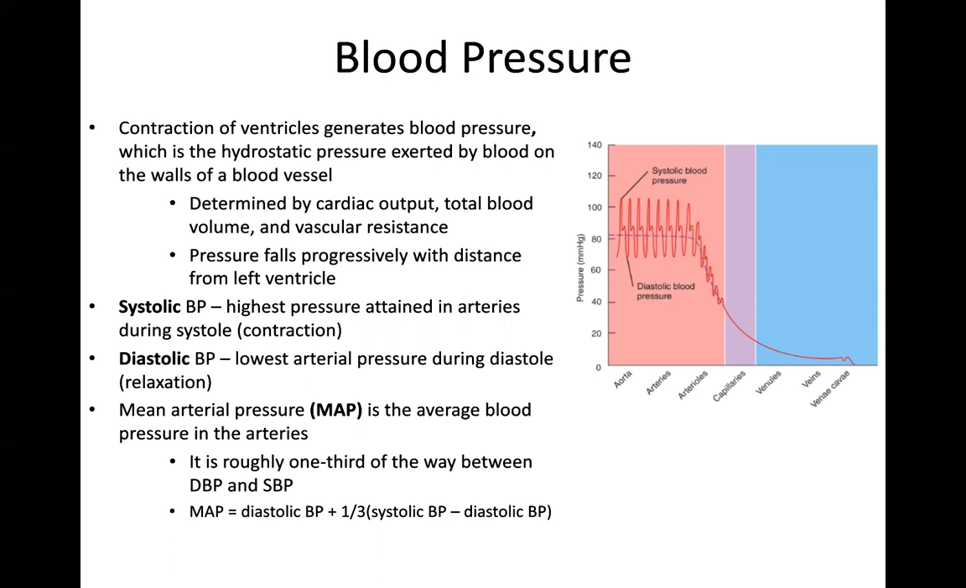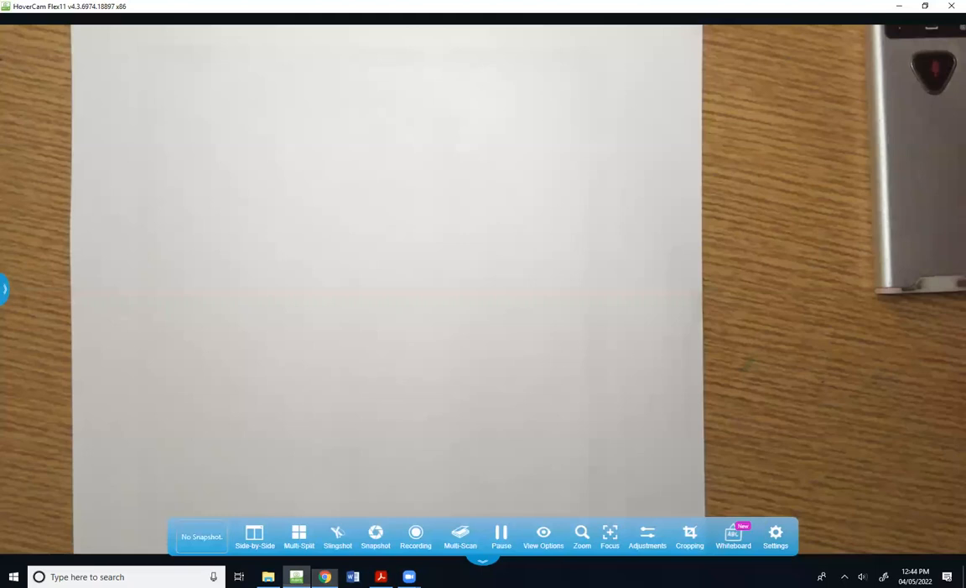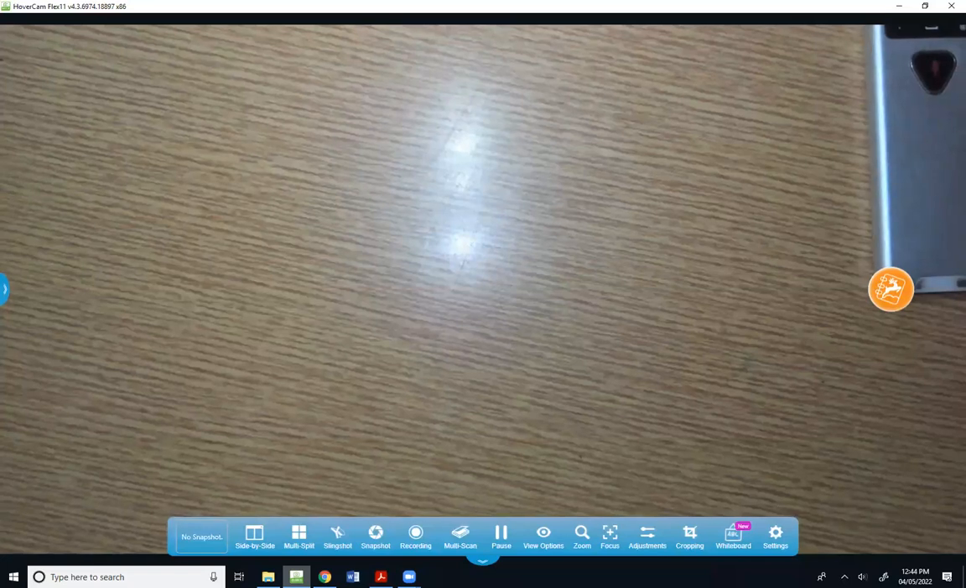The three main factors that affect your blood pressure would be your cardiac output, your total blood volume, and your vascular resistance. Okay, and to kind of help illustrate and explain it, I can basically do it very simply. Actually, let's steal a different piece of paper.